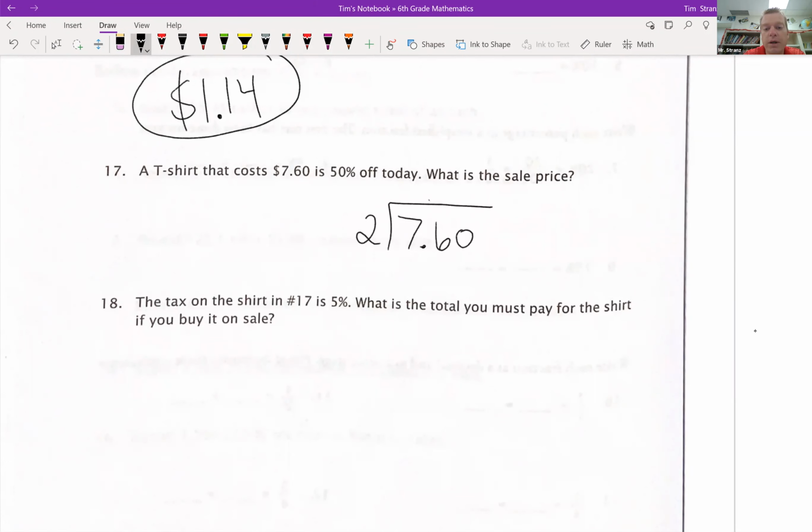Okay, my decimal goes here. 2 goes into 7 3 times, which would give us 6. I'm going to bring down my 6. 2 goes into 16 8 times, and then I'm going to add my 0 there. So we're taking off $3.80.